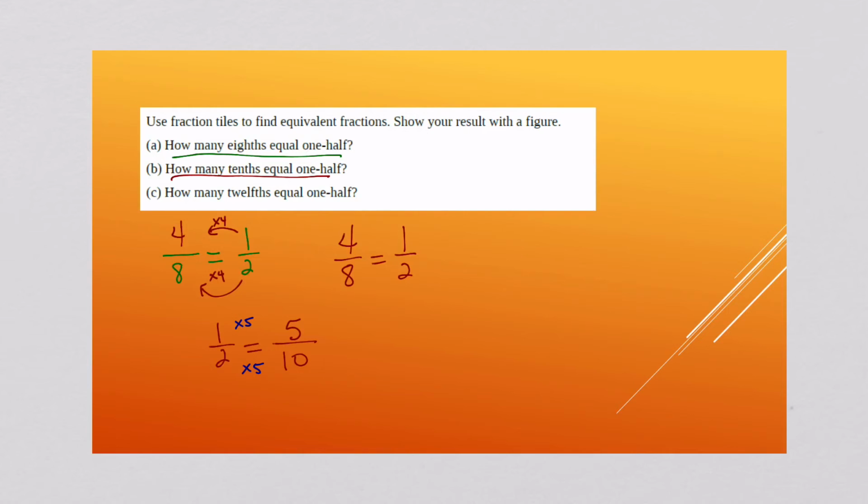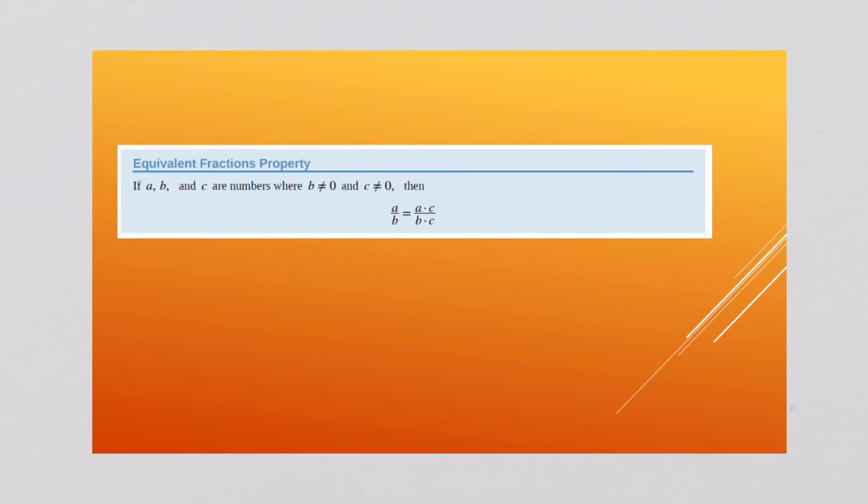Part C says how many twelfths are equal to 1/2. So I've got 1/2 is equal to how many twelfths. What did I have to multiply by? I had to multiply by 6. So I have to multiply the top by 6 as well. And I get 6/12. Okay, so this is just stating what we did in that last problem. Whatever you multiply the bottom by, you have to multiply the top by.